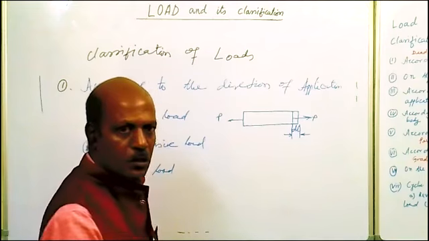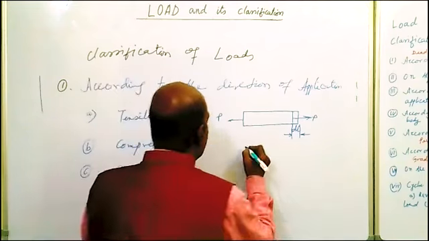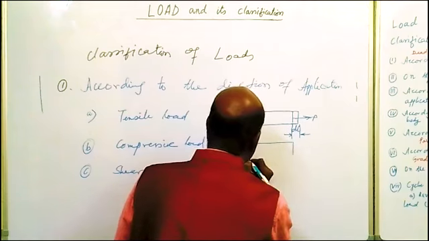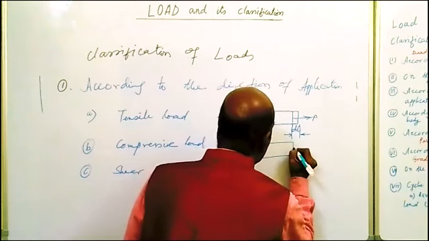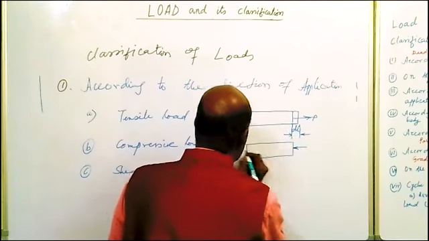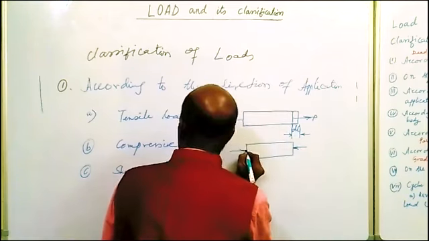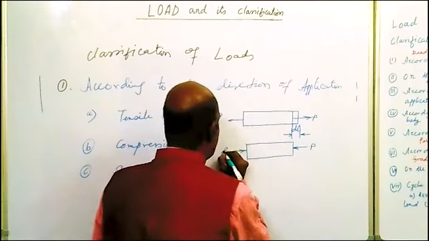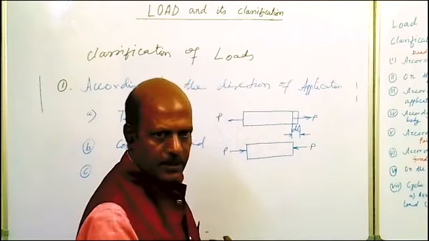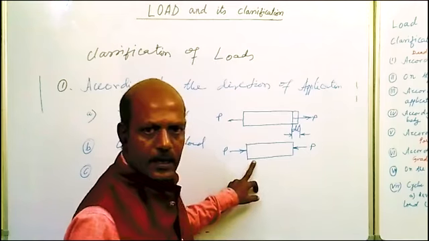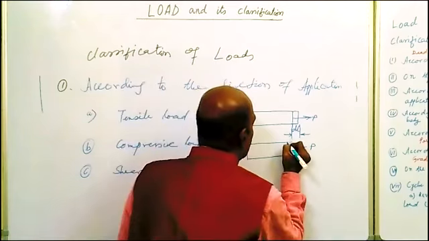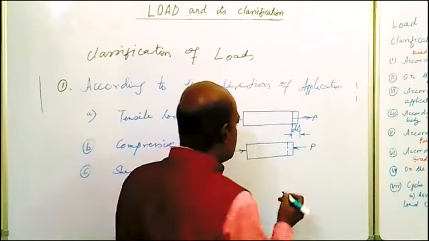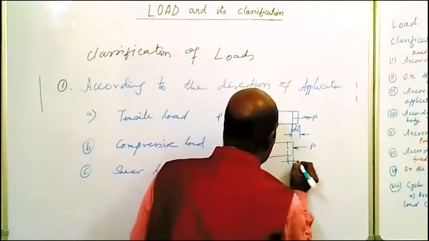Now, the second kind of load is the compressive load. If the direction of the load is such that the compression of the member will take place, then that kind of load is called compressive load. Say this is the load P. If the direction of load P is like this, as shown in the second figure, then the body will compress, meaning the length of the body will decrease.